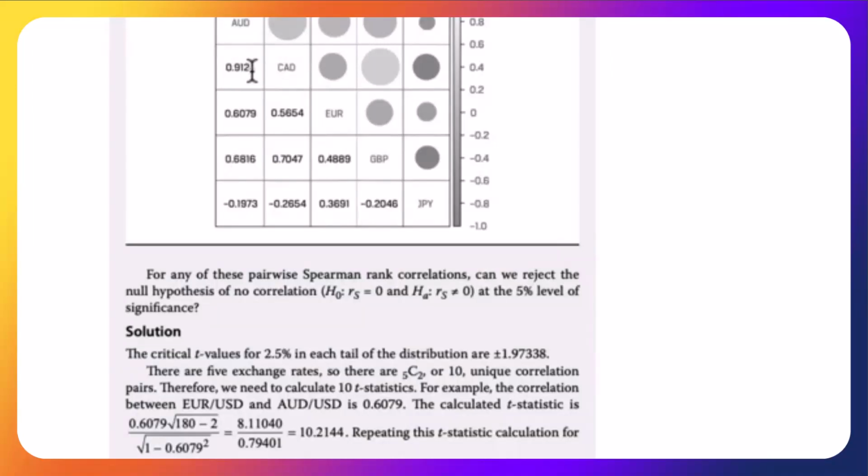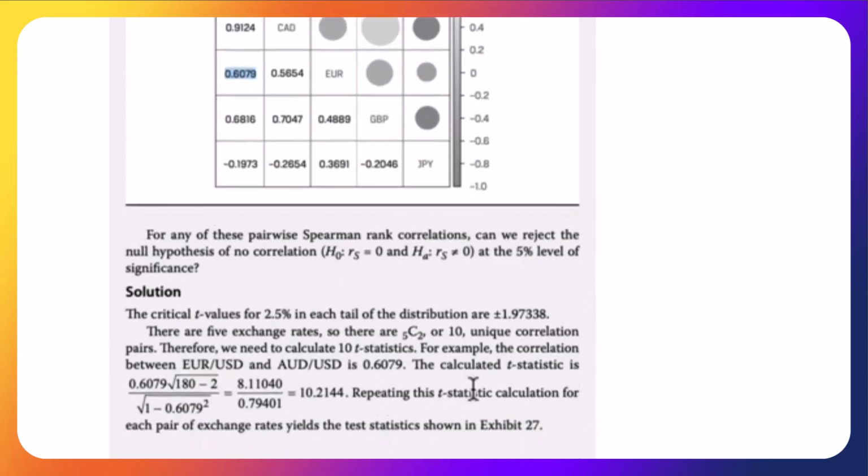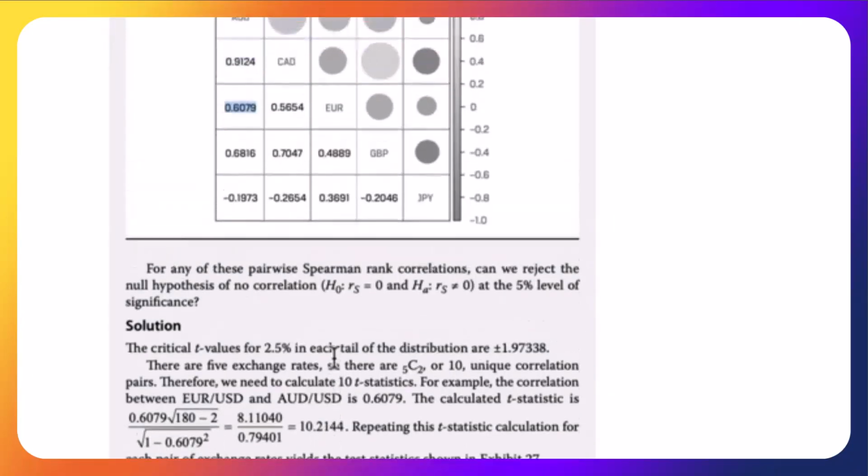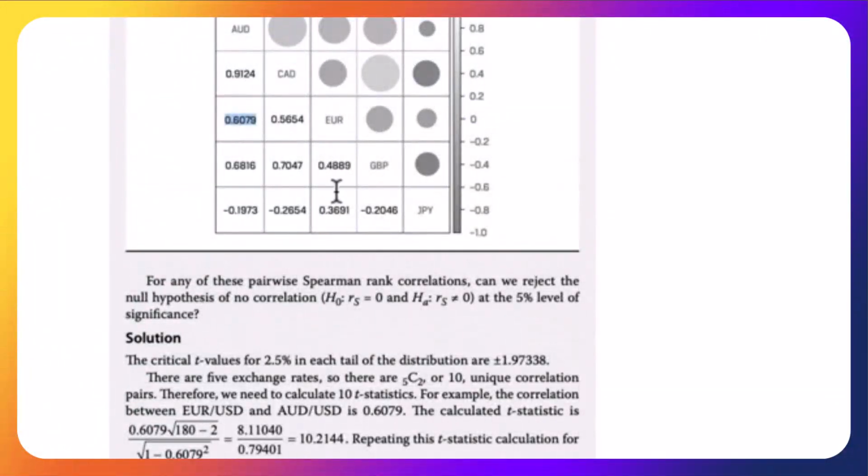You can take any of these at random and plug them into the test statistic. Use this one right here, 0.6079, between the Euro US and the Aussie US. So the calculated test statistic is R multiplied by the square root of the degrees of freedom over the square root of 1 minus R squared. We get 10.2144. And you would have to do that for each of the 10 correlations.